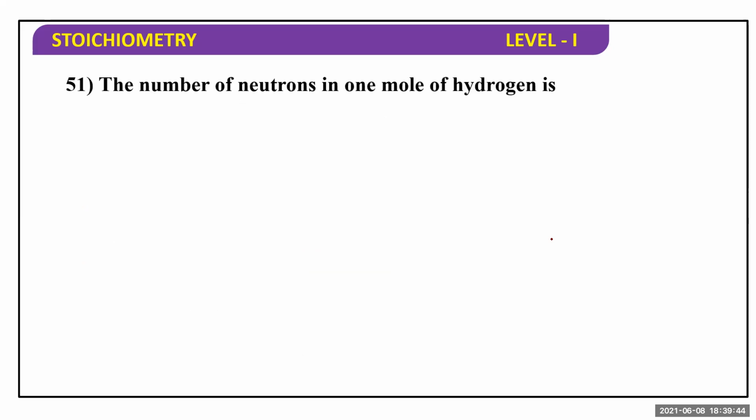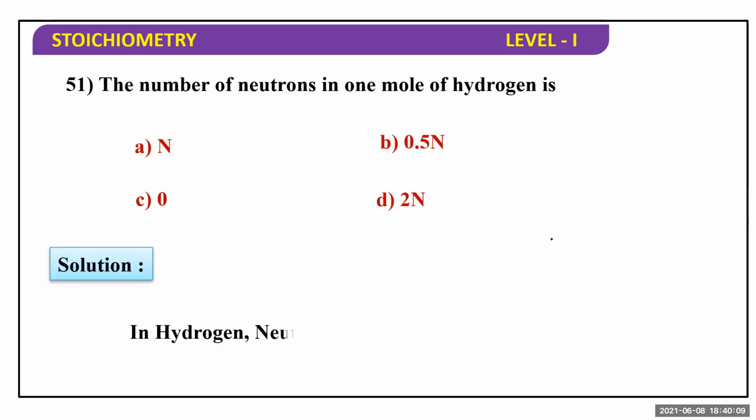The number of neutrons in 1 mole of hydrogen is, you know, normal hydrogen does not contain any neutron. It is 0. So option C is the correct. In normal hydrogen, neutrons are absent.